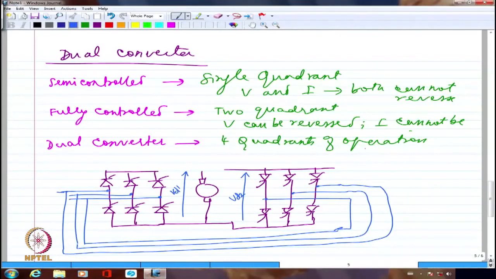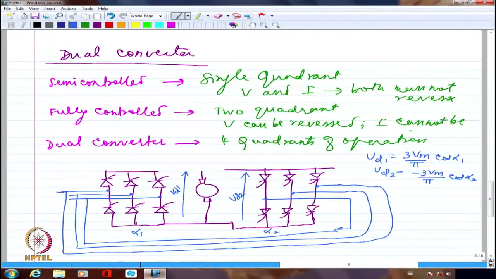So VD1 equals 3 Vm by pi cos alpha 1, if I call this converter 1 with firing angle alpha 1. This is converter 2, firing angle alpha 2. So VD2 has to be minus 3 Vm by pi cos alpha 2, because I am specifying VD2 in the opposite direction. I am not showing this as plus and this as minus; I am rather showing this as plus and that as minus, as the voltage rise. So it has to be minus 3 Vm by pi cos alpha 2.